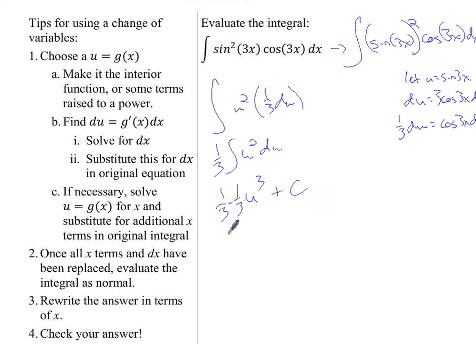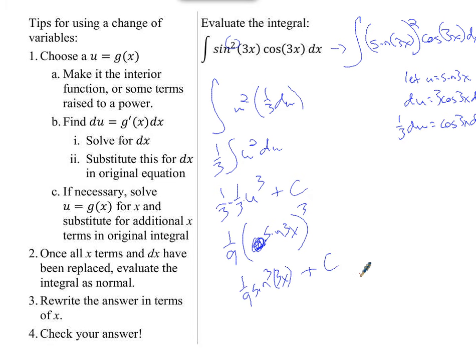Now I back substitute, and I have 1/9 times, u is sine, sorry, to the third, which I can rewrite in the terms of the way they wrote that problem. 1/9 sine to the third 3x plus c.